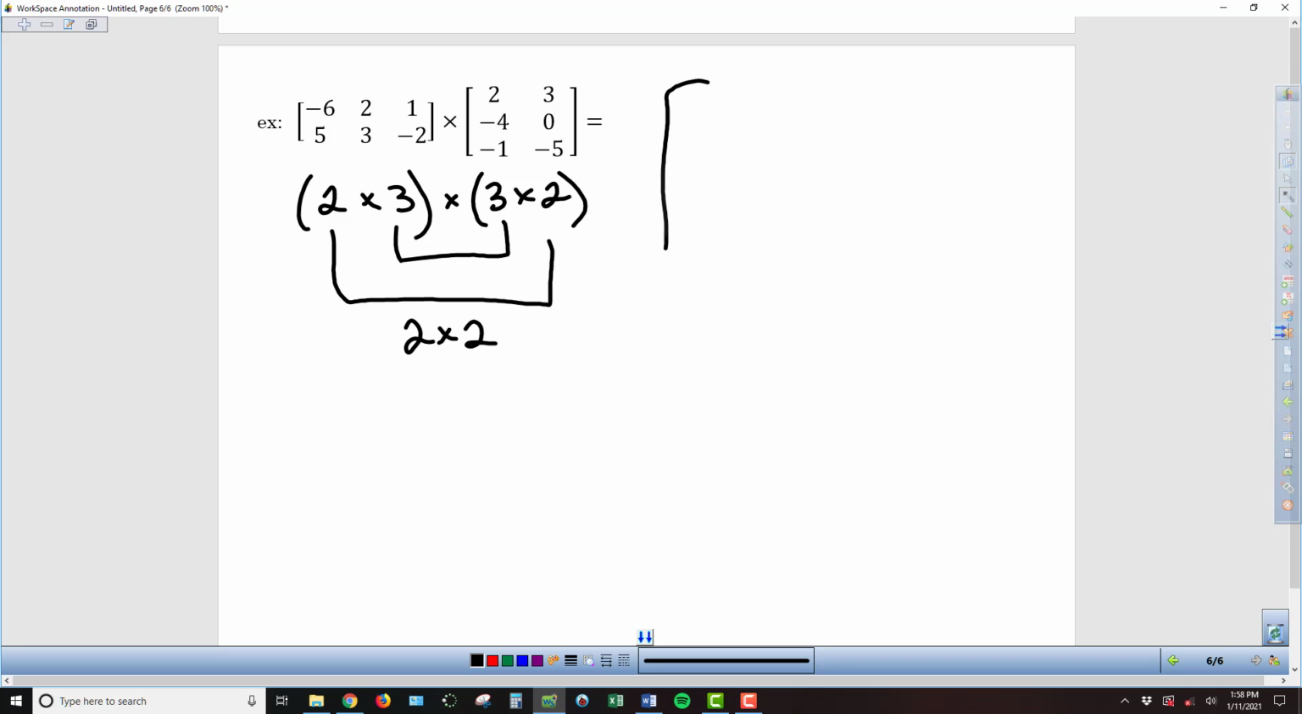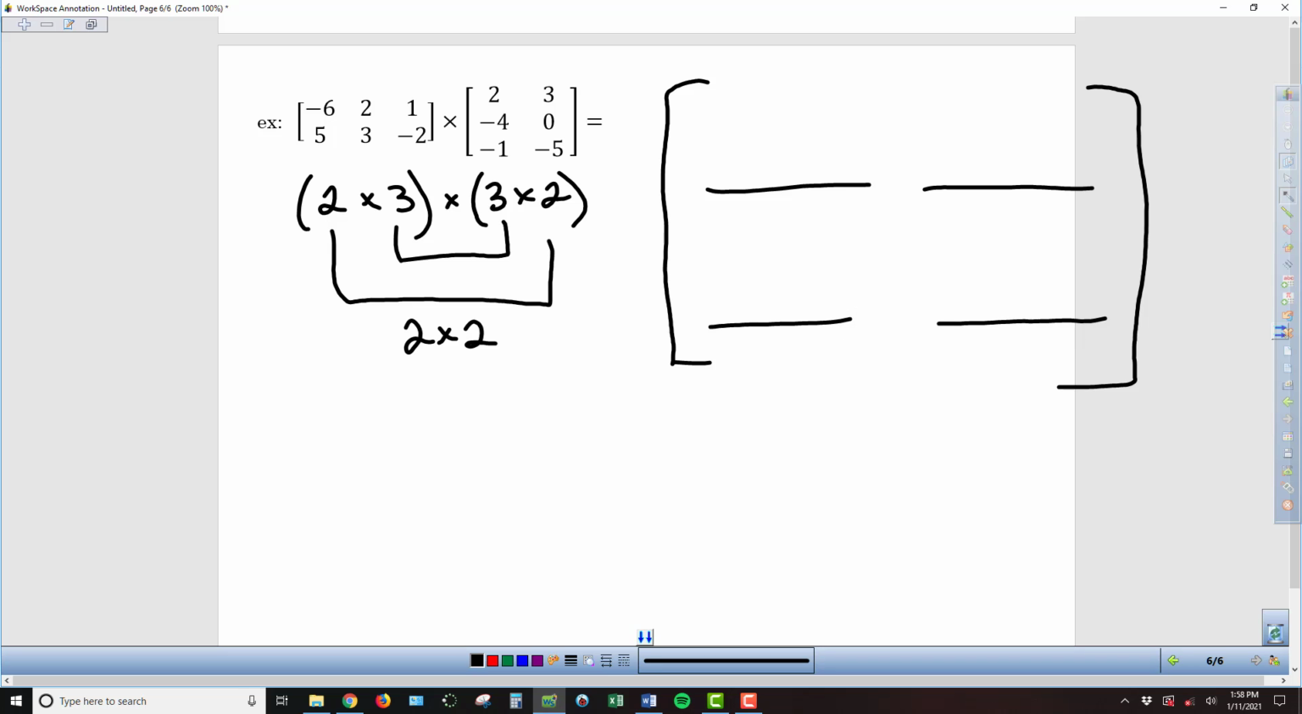So I'm going to build the template like we did last time. So I'm going to make it nice and big here. And so here are my 2 entries in the first row, and here's where we'll put the 2 entries in the second row. So again, we're going to be multiplying rows by columns. So I'm going to start off with row 1 times column 1.